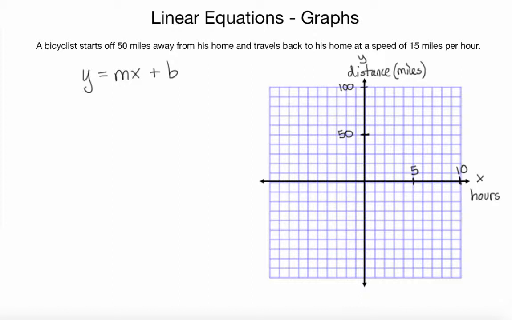So in terms of translating this problem, we know we're starting off 50 miles away. So there's a starting point, and from there, I'm traveling back to my home at a speed of 15 miles per hour. If I'm translating this into an equation, let's define our variables. I'm going to say x is the amount of time. As I'm traveling, however long I take, my distance is going to change. So x is going to be the number of hours traveled.